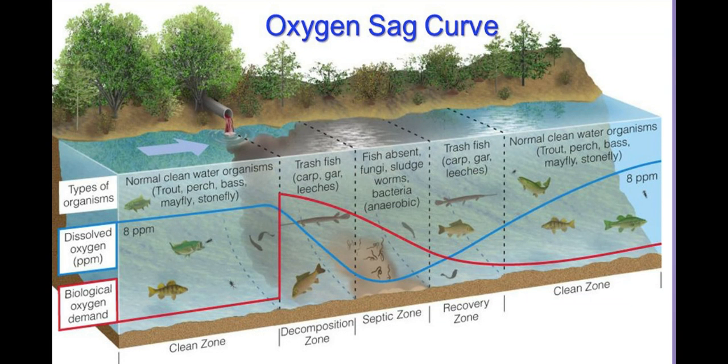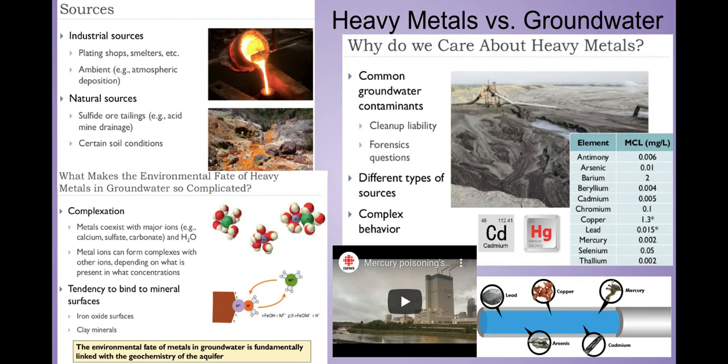So again, this is an oxygen sag curve. I think it's very easy to understand. Okay, another type of pollution: heavy metals. They are usually linked to groundwater, but that's not the only way that heavy metals get into us. We have seen a little bit about this in the previous chapter. So where do we get heavy metals from? Usually from plating shops, smelters, or atmospheric deposition, as you mentioned in some of your case studies. Natural sources come from tailings, just from mining, of course, and from certain soil conditions. If there is a lot of erosion, we might have some exposure to heavy metals.